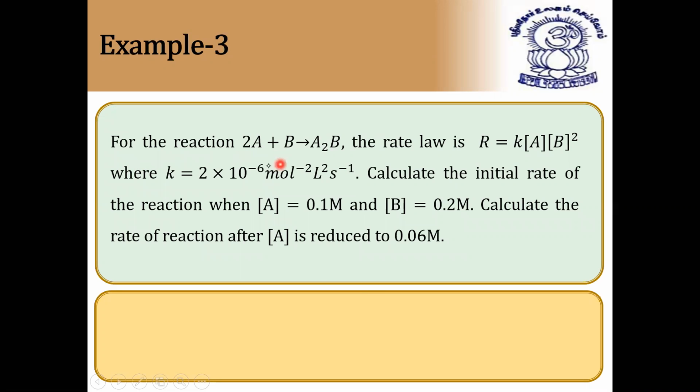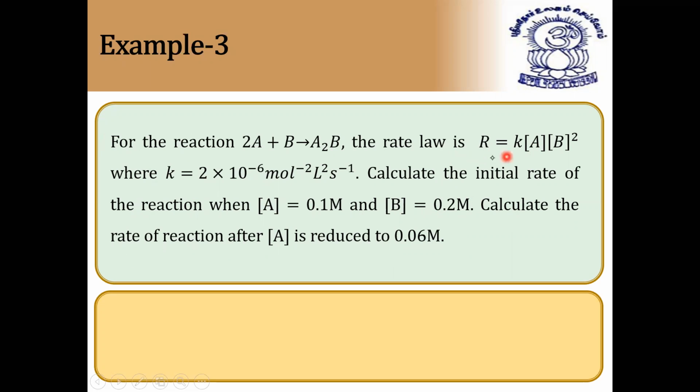Next, third example. For the reaction 2A plus B gives products, the rate law is R is equal to K into concentration of A into B to the power of 2, where K is given as 2 into 10 to the power of minus 6 mol^-2 L^2 s^-1. Calculate the initial rate when A is equal to 0.1 and B is equal to 0.2. Calculate the rate of reaction after A is reduced to 0.06 molarity. Very big numerical. Straight away they are asking to calculate the initial rate of the reaction when A becomes 0.1 and B becomes 0.2. K is given.